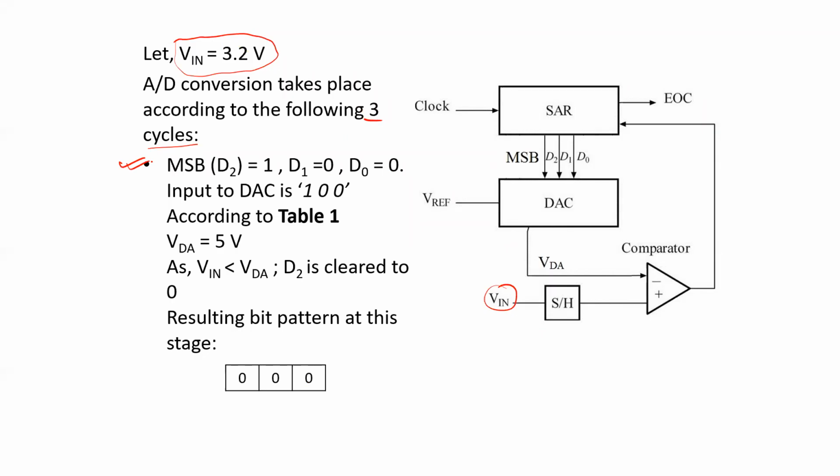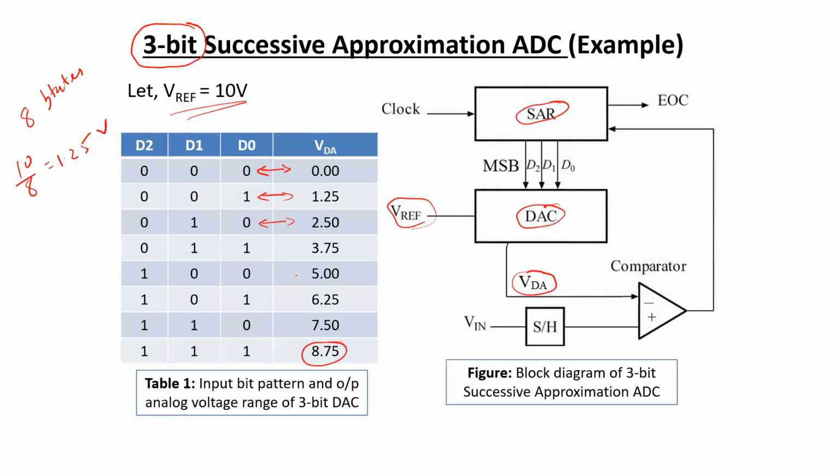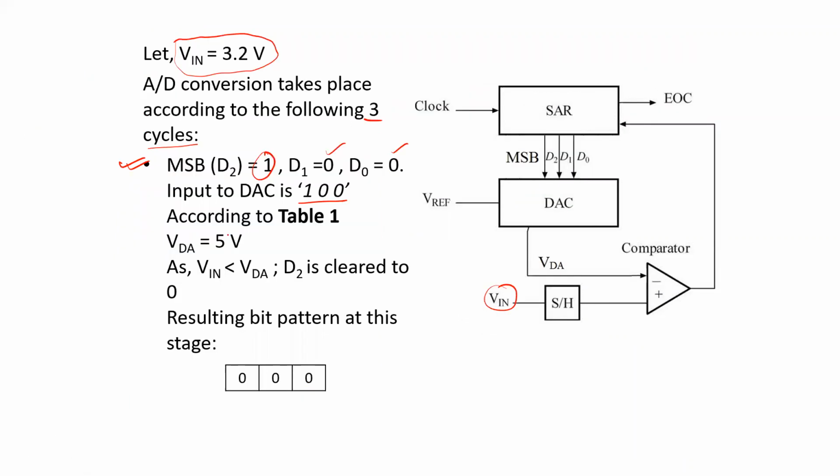So here the MSB is set to 1, keeping the other lower bits equal to 0. So the input bit pattern to the DAC is 100, and according to the table which was shown in the previous slide, for 100 the corresponding output of the DAC is 5 volts. So the VDA will give you 5 volts. Now this 5 volt will be compared with this 3.2 volts, and you can easily say that the VDA is greater than the input voltage.